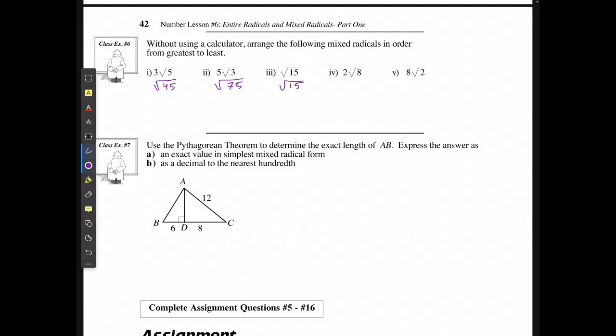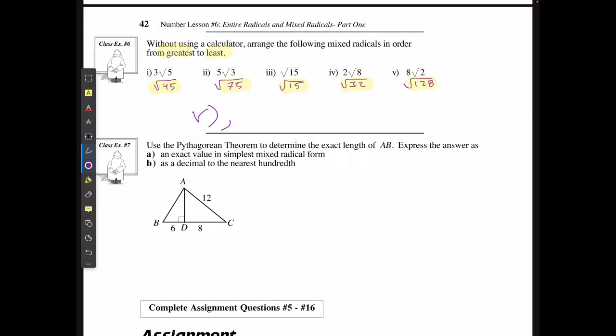2 times 2 times 8 is the square root of 32. And 8 times 8 times 2 is the square root of 128. And when they're entire radicals, it's very easy to see which is bigger and which is smaller. The one with the biggest radicand is the biggest number. So if I'm arranging these from greatest to least, then the biggest one is number 5.